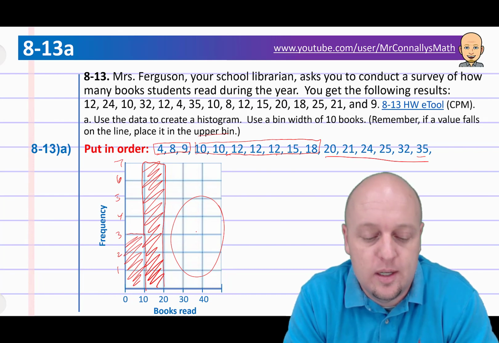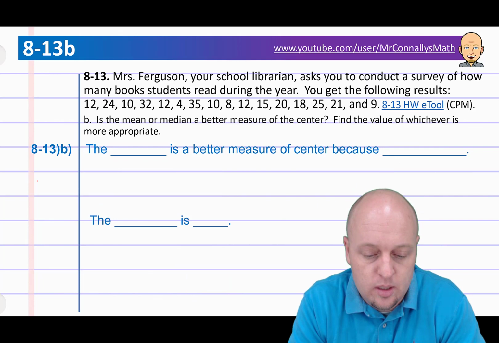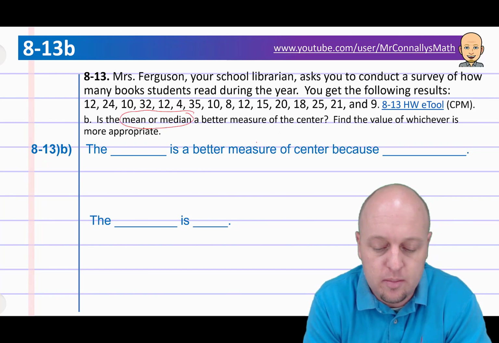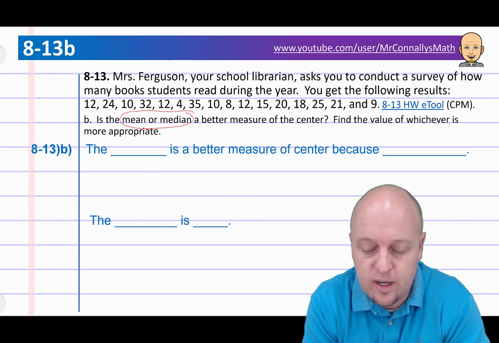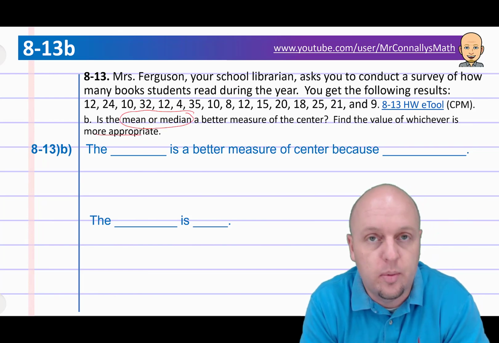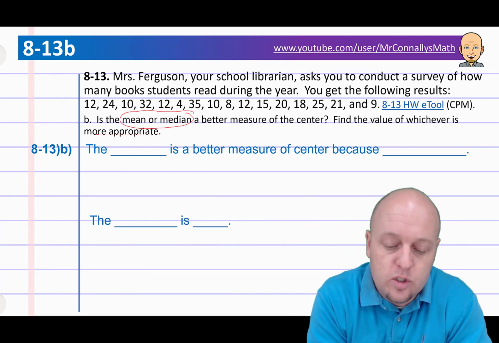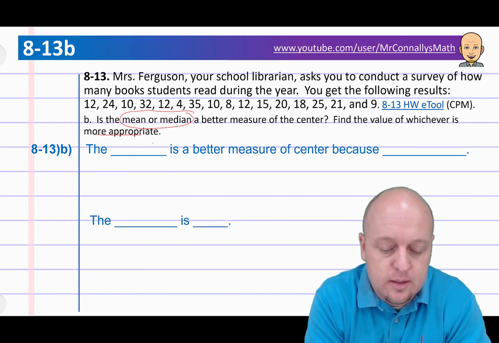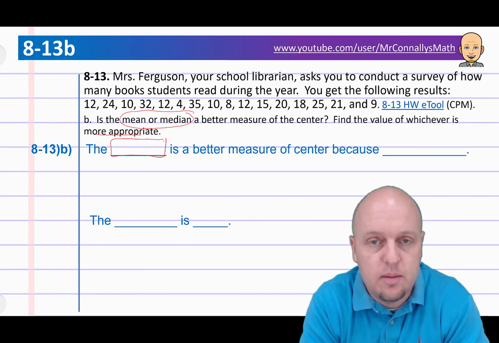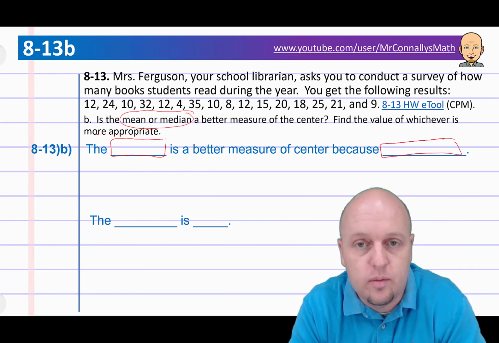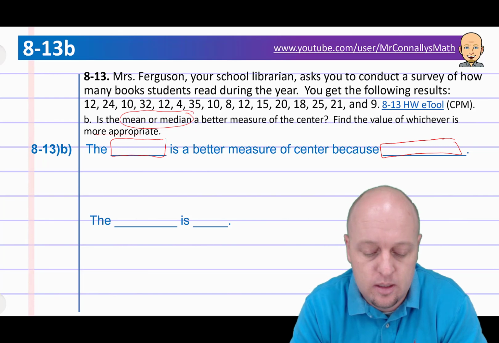All right, ready? Let's go to the next. This one says, is the mean or median a better measure of the center? Find the value of whichever is more appropriate. Think about what we did in class. Look in your notes. Which is better, the mean or the median in this case? Let's go ahead and decide based on that histogram. Go ahead and give yourself a reason why you chose mean or median.